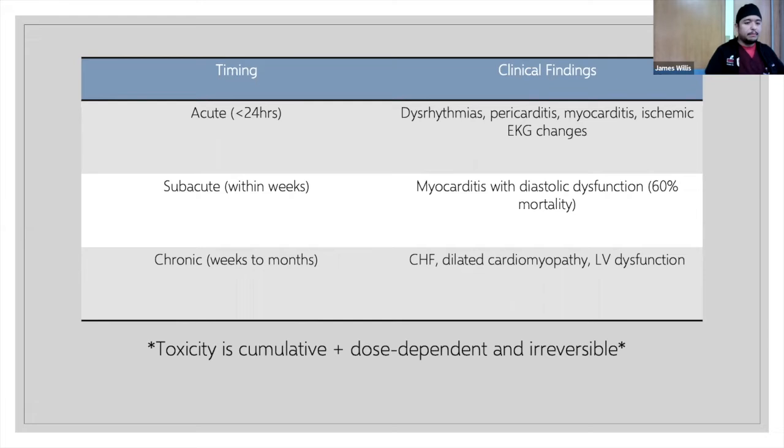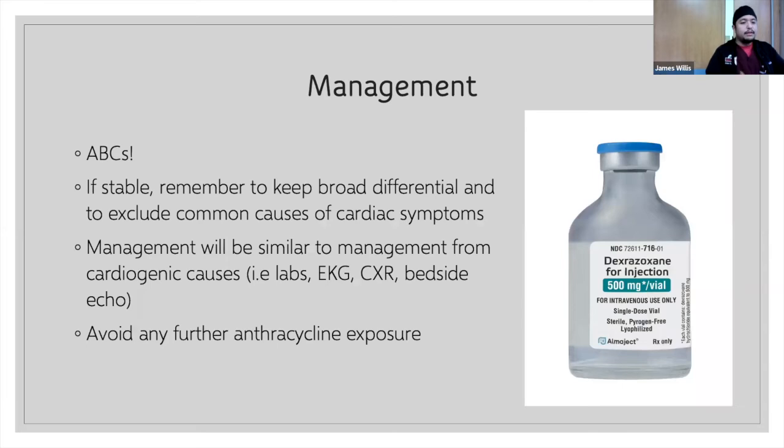So it's definitely something to keep in mind if a patient just so happens to say that they are on doxorubicin. In terms of the management for this, first, as in the patient that presented, you're always going to focus on your ABCs and stabilizing the patient. You always want to keep a broad differential and remember to exclude other common causes of cardiac symptoms. Just because they're on doxorubicin, you're not going to jump and say that's doxorubicin toxicity. They might actually have CHF on top of that. This might be an actual acute CHF overload, or there could be other causes as well.